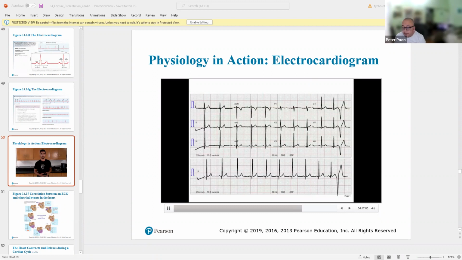Do you notice anything unusual on this ECG? As we go across this trace for lead 2, you can see everything looks normal for the first 10 cardiac cycles, but on the 11th cardiac cycle, something's different.